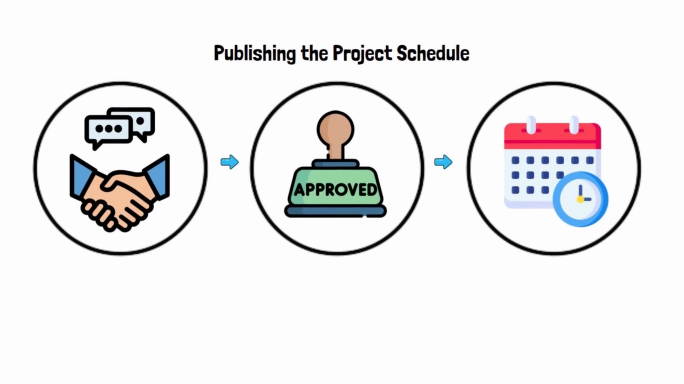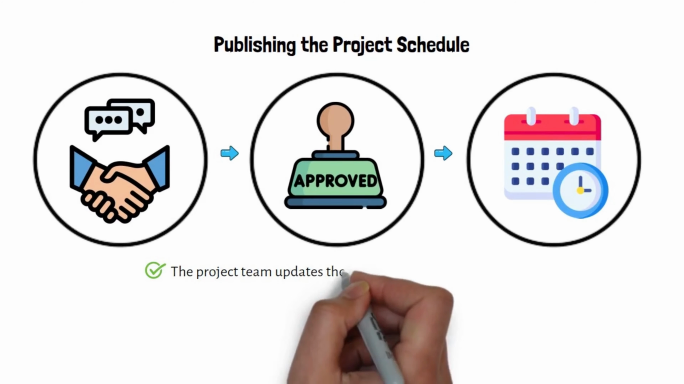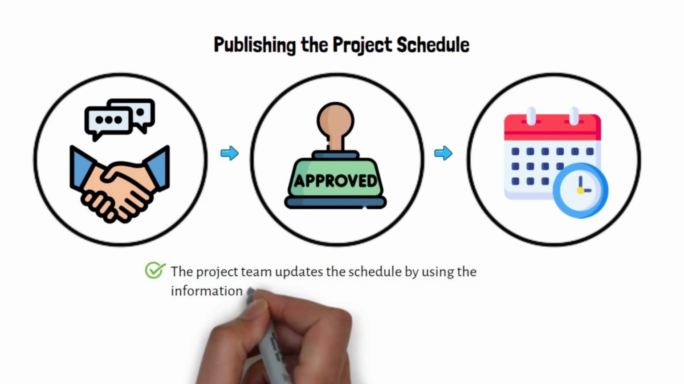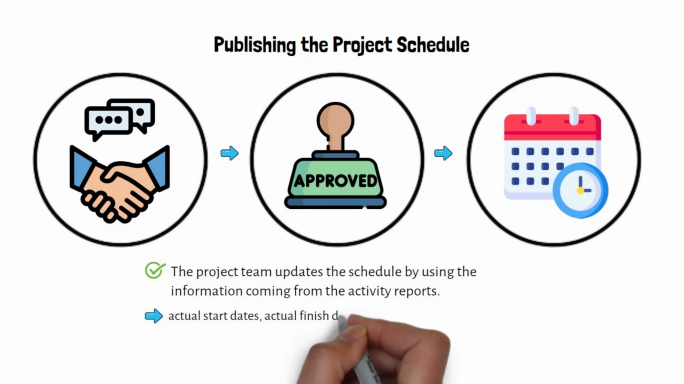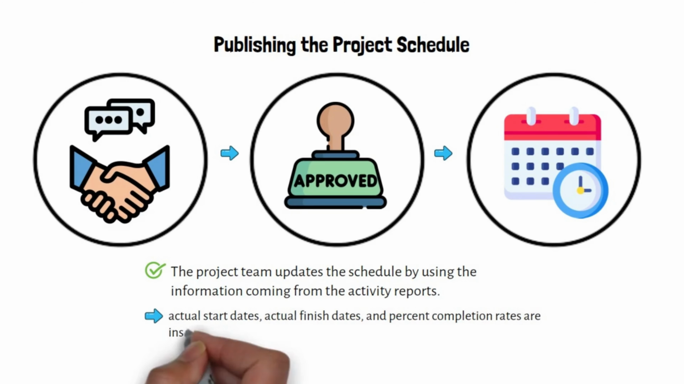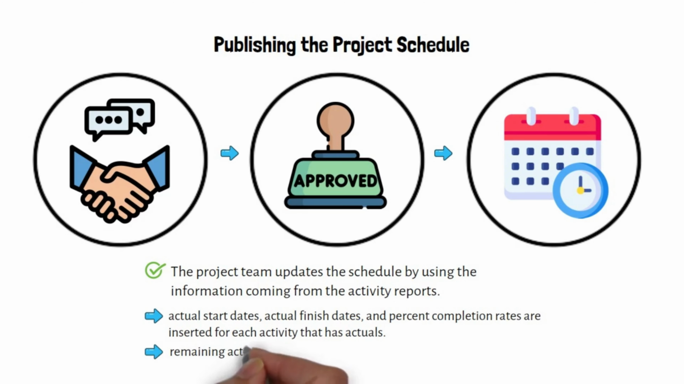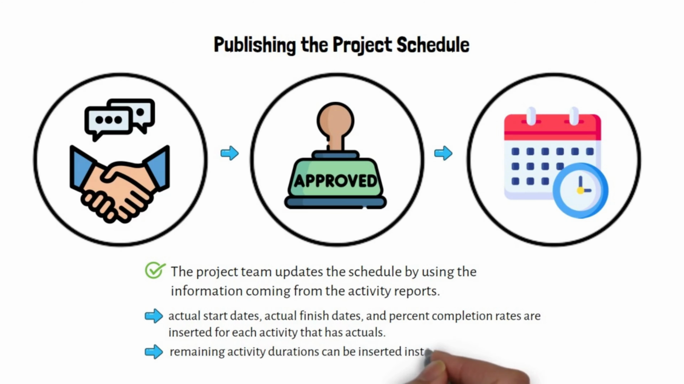As the project progresses, the project team updates the schedule by using the information coming from the activity reports. During this step, actual start dates, actual finish dates, and percent completion rates are inserted for each activity that has actuals. Sometimes remaining activity durations can be inserted instead of inserting percent completion rates.